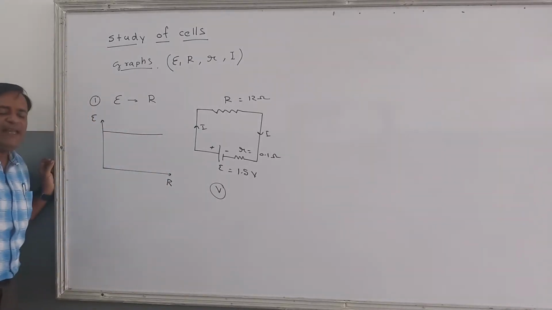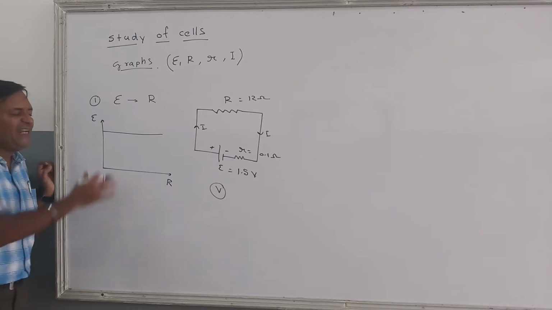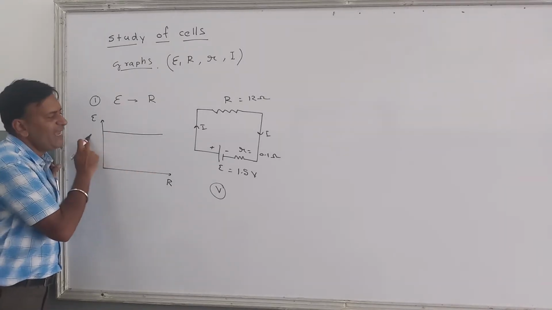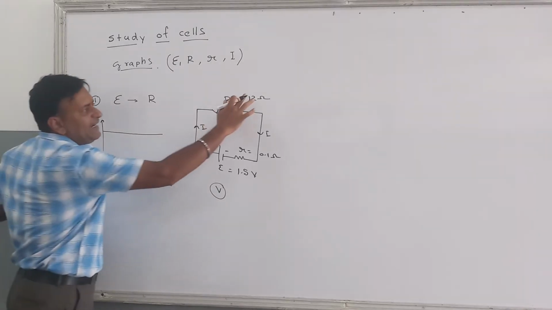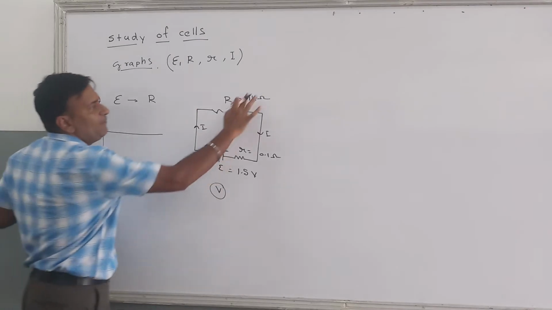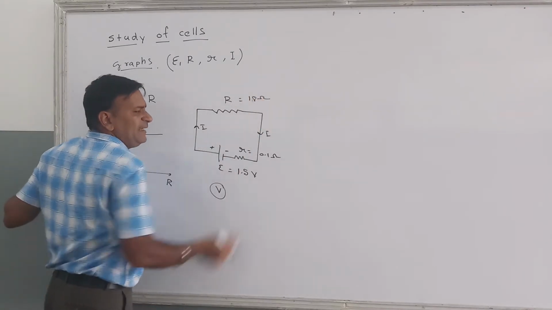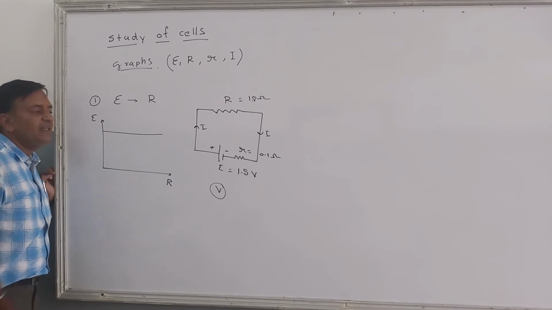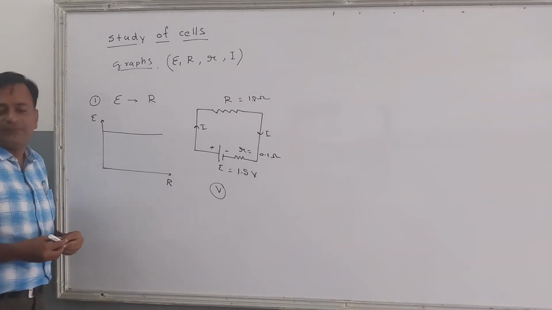The graph will be a straight line. Try to read the graph. Increase the resistance, EMF remains the same. Again increase the resistance, EMF remains the same. This is the first graph.